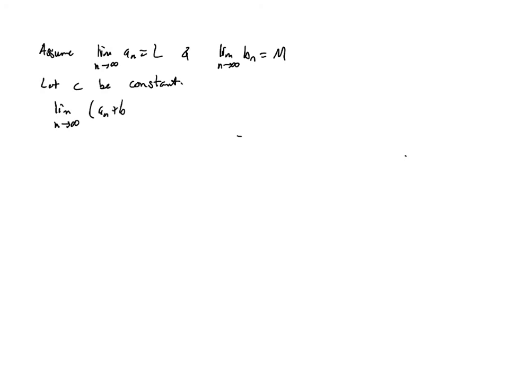So we're going to assume that the limit as n goes to infinity of a_n is L, that's a convergent sequence, and the same thing for b_n. Have that be a convergent sequence with limit M. And we're going to let C be a constant. Then the limit as n goes to infinity of a_n plus b_n is L plus M. So this says two things. It says that the sequence a_n plus b_n is convergent because the individual sequences a_n and b_n were both convergent, and moreover that the limit of that sum is the sum of the limits.